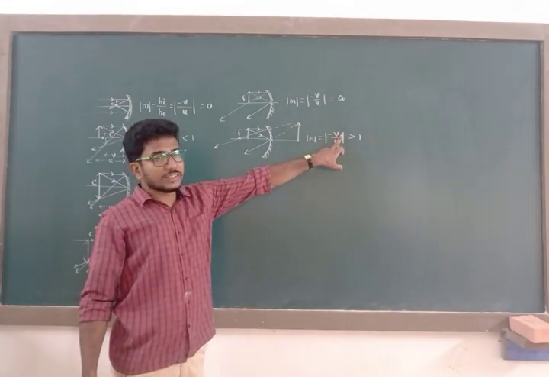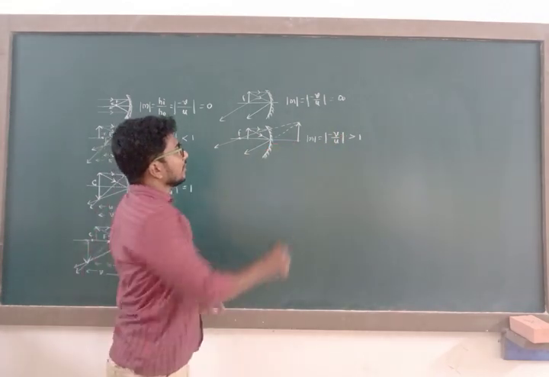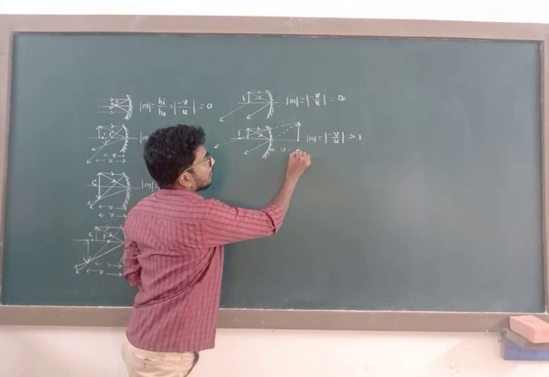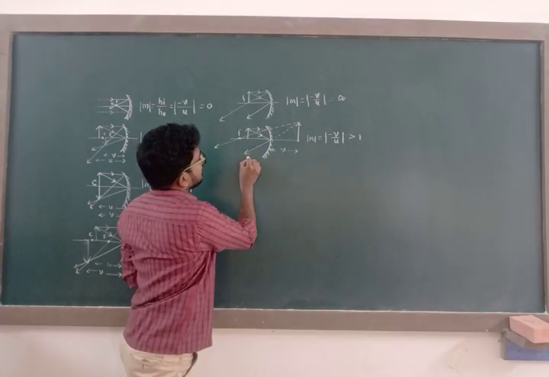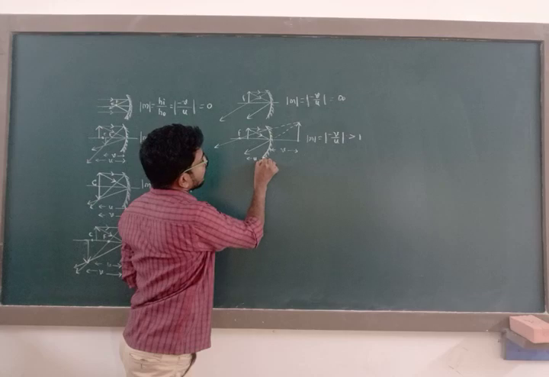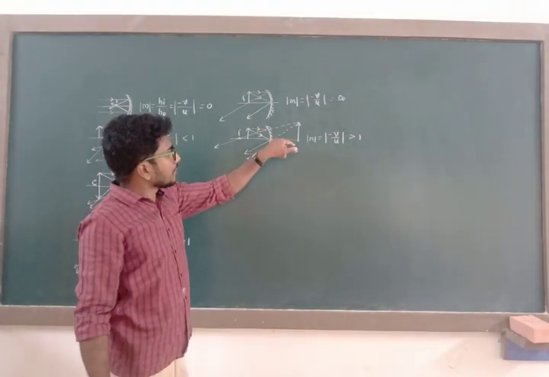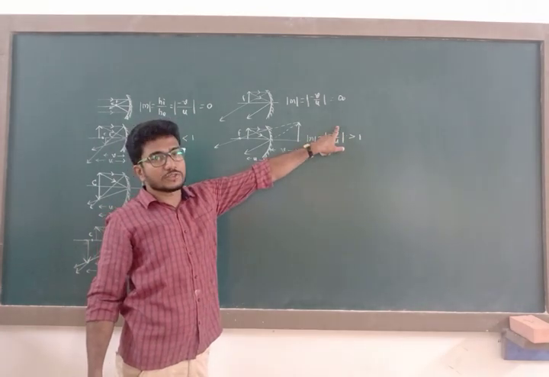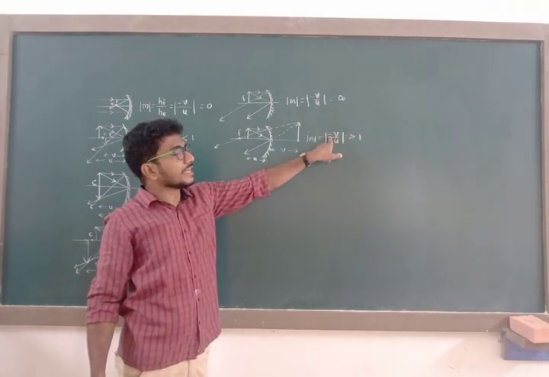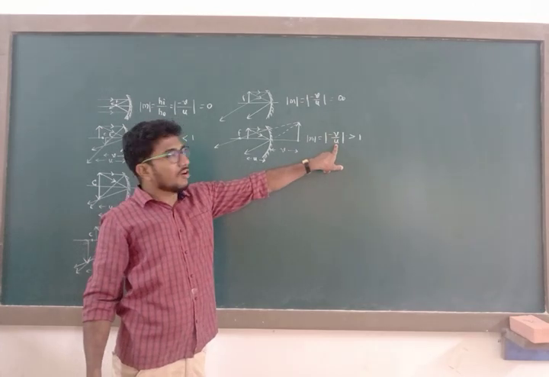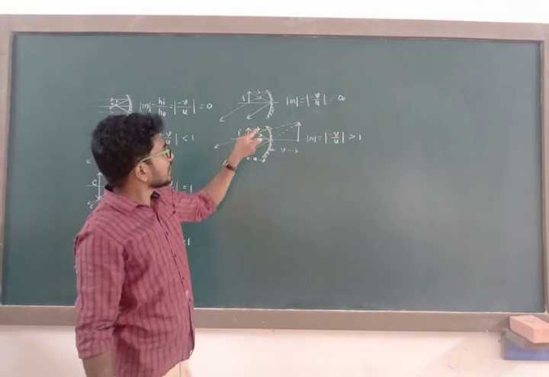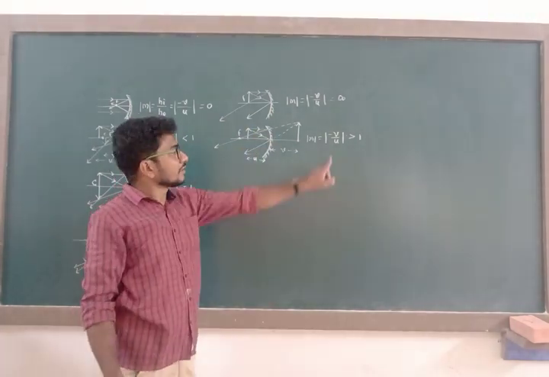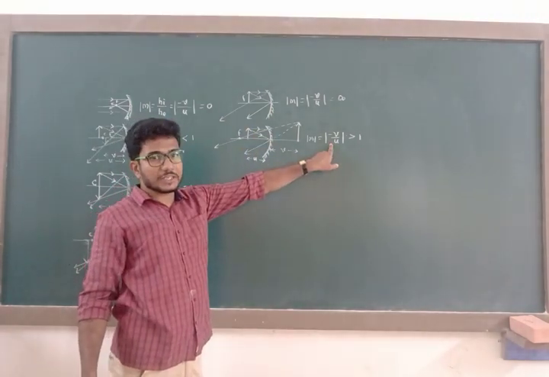Here, applying Cartesian sign convention, this distance is image distance V, this distance is object distance U. This measurement is in the direction of incident light, therefore V is in terms of positive sign, positive into negative, negative. Object distance, this measurement is opposite to the direction of incident light, therefore U is in terms of negative sign.